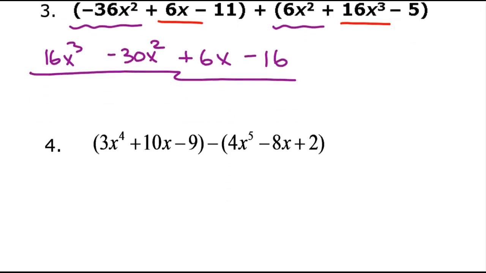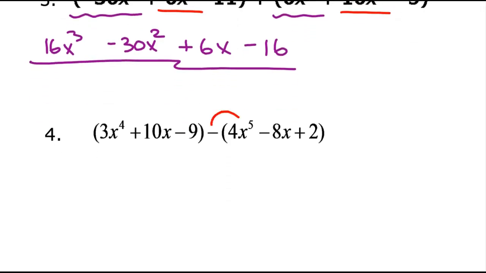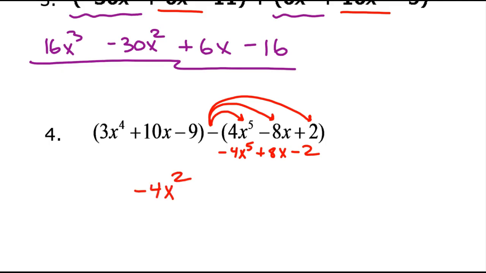This is where you got to be a little more careful when you're subtracting polynomials. Don't forget to distribute this negative here. So really it's a minus 4x to the 5th plus an 8x minus a 2. All right, put it in standard form. Negative 4x to the 5th, plus 3x to the 4th, let's see here, plus 18x, and then minus 11, I think.